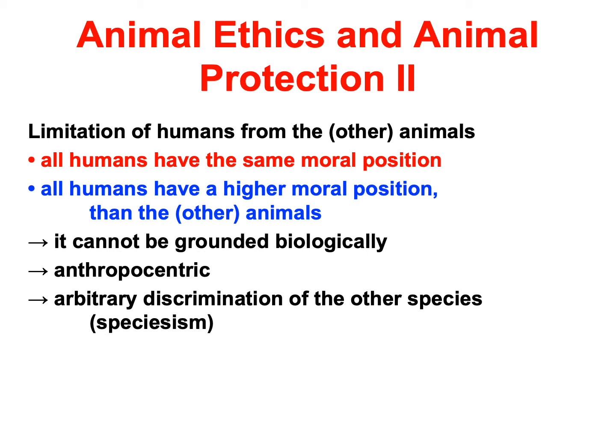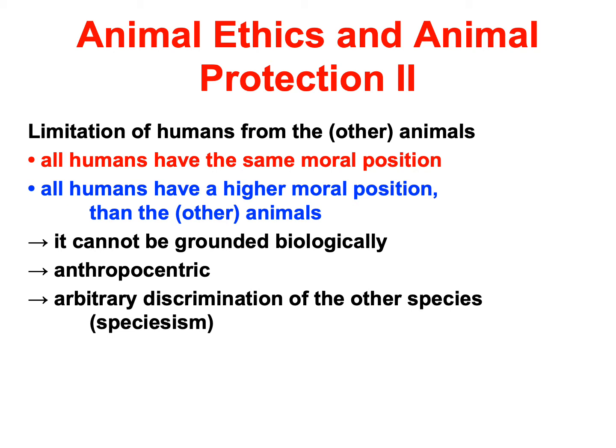And at the same time, all humans have a higher moral position than the other animals. But you know that it cannot be grounded biologically. Why? Because taxonomically we are apes. Biologically we are apes, and the genome of the chimps differs 0.7, maximum 1% from the genome of the human.